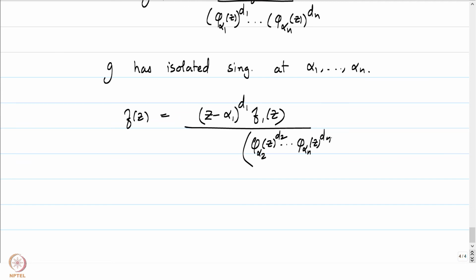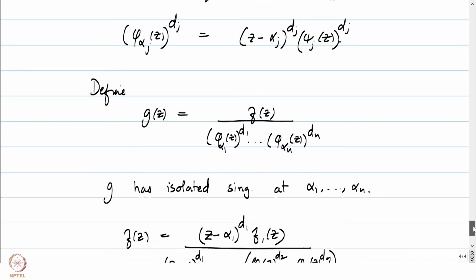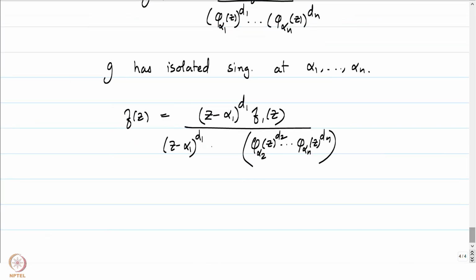So this is going to be a function which is holomorphic in a neighborhood of alpha 1 and which does not vanish, and therefore 1 by whatever is in the bracket is going to be a holomorphic function. And what do we know about phi alpha 1 of z? That's going to be equal to (z minus alpha 1) to the power d1 times some psi j of z to the power d1, which does not vanish at alpha 1.